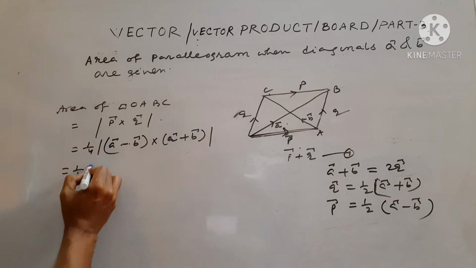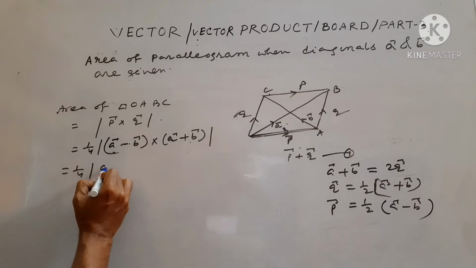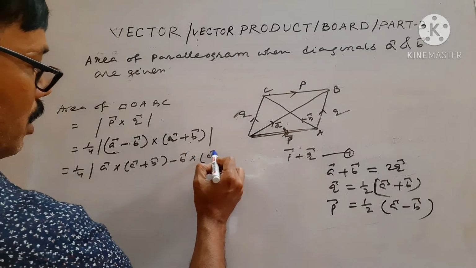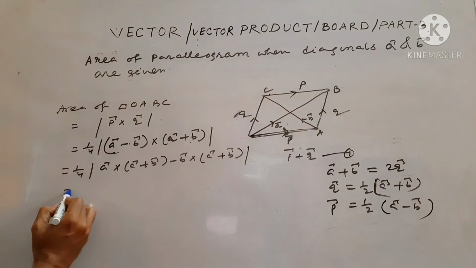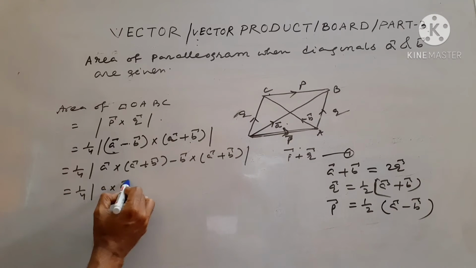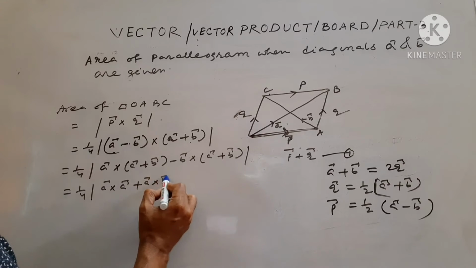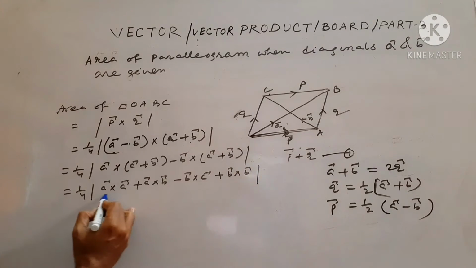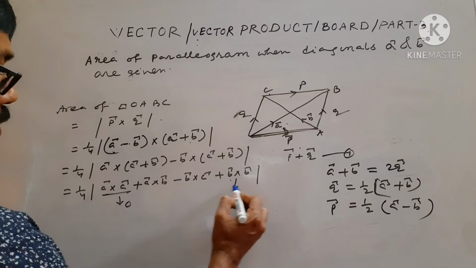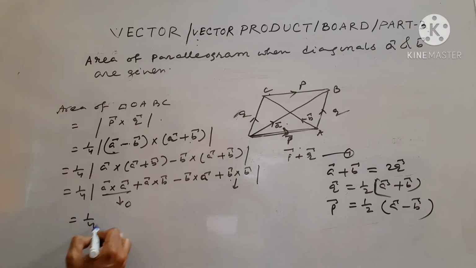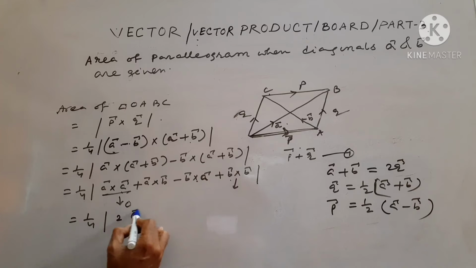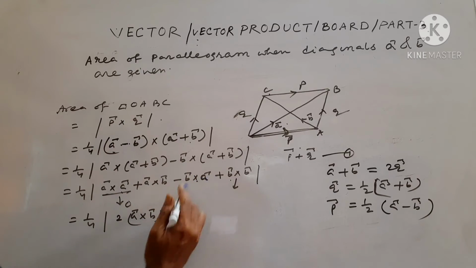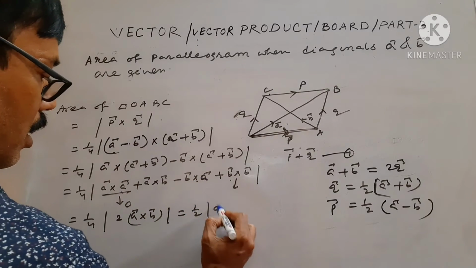Now the cross product is distributive. Using the distributive law, we get a cross a, a cross b, minus b cross a, minus b cross b. Now a cross a is 0, and b cross b is 0. And using the anti-commutative law, this is 2 times a cross b. So finally, a cross b.